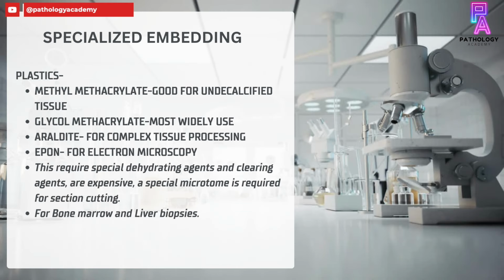Specialized embedding. Well, for bone marrow and liver biopsies, specialized plastic embedding is done nowadays, for which methyl methacrylate, glycol methacrylate, araldite, and epon agents are used. Methyl methacrylate is good for undecalcified tissue. Glycol methacrylate is most widely used in plastic embedding. Araldite is used for complex tissue processing, and epon is used for electron microscopy.